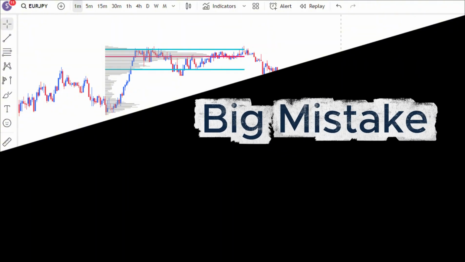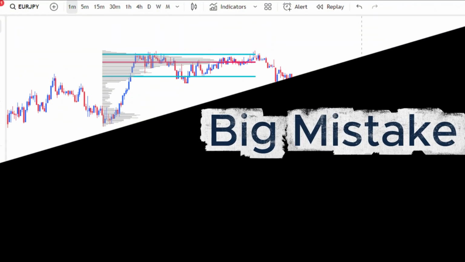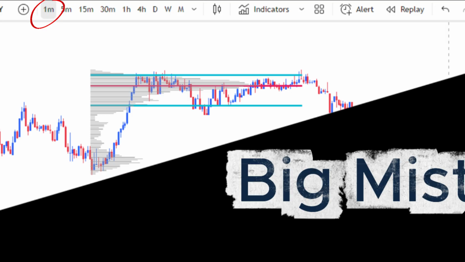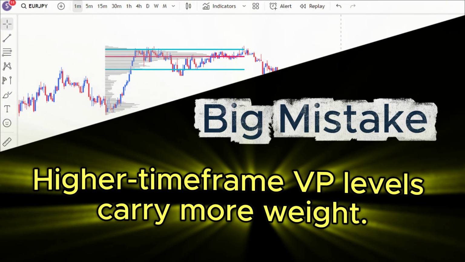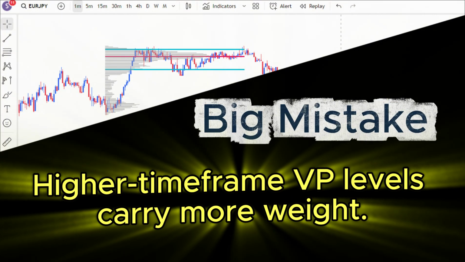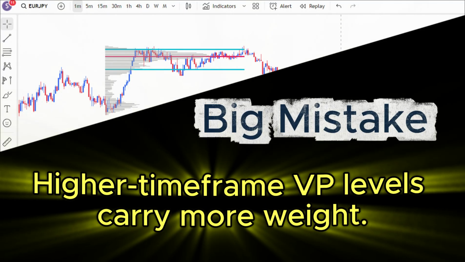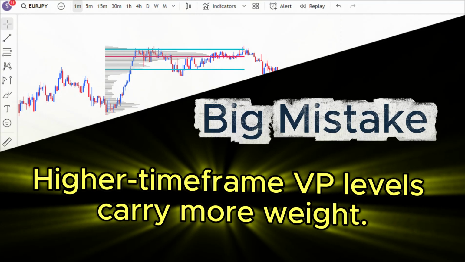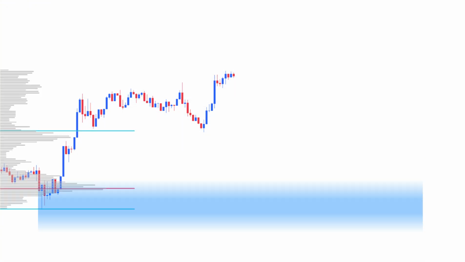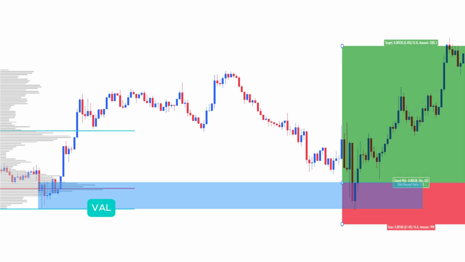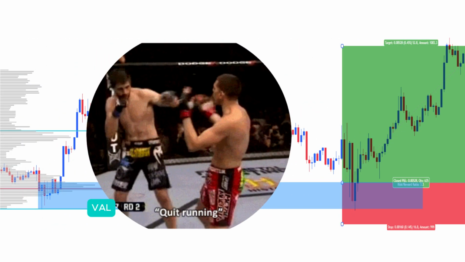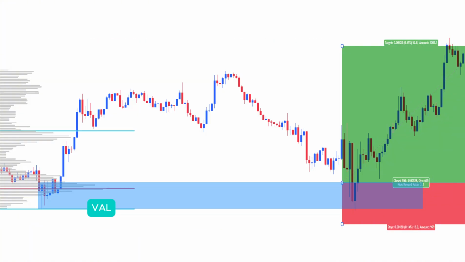Now a big mistake I see all the time. People use VP on a 1-minute chart and expect the same levels to hold on a daily trend. Always remember, higher time frame VP levels carry more weight. Daily or 4-hour profiles often act like major walls for price. For risk management, place stops just outside the value area you're trading. For longs, under the VAL. For shorts, above the VAH. This way you're not fighting the bulk of the volume.